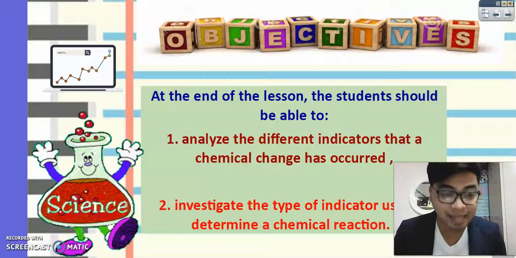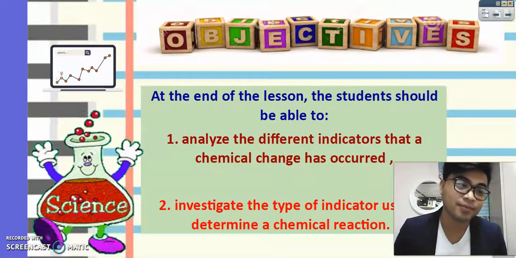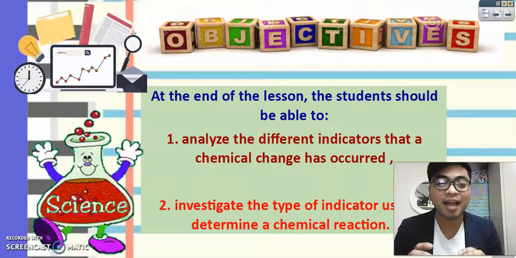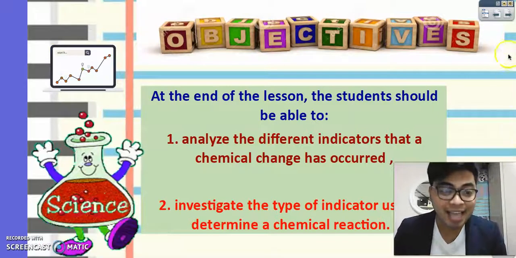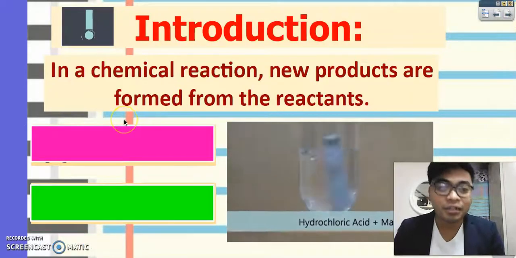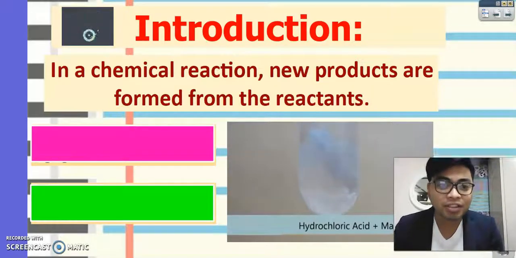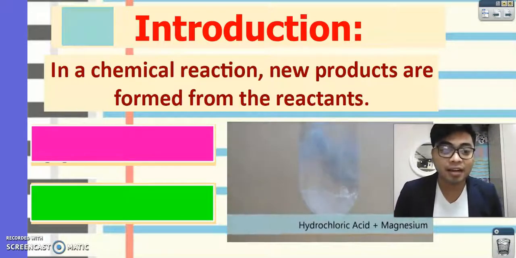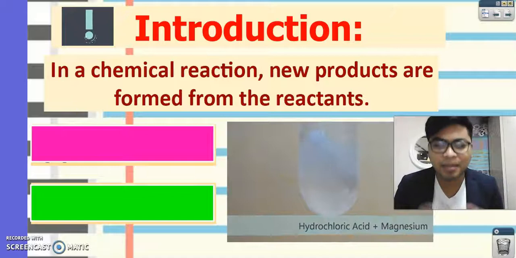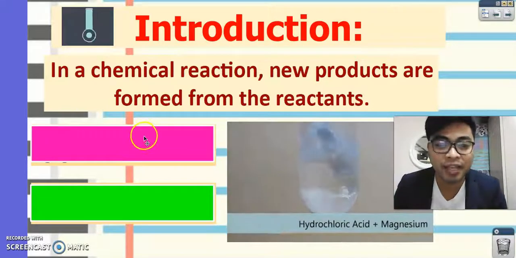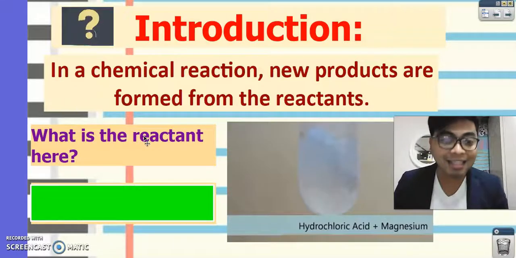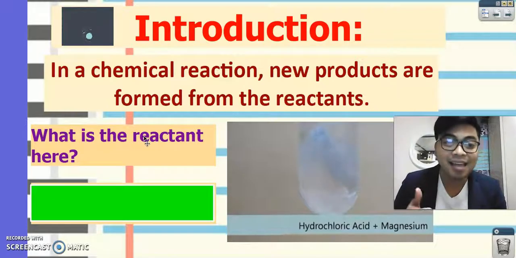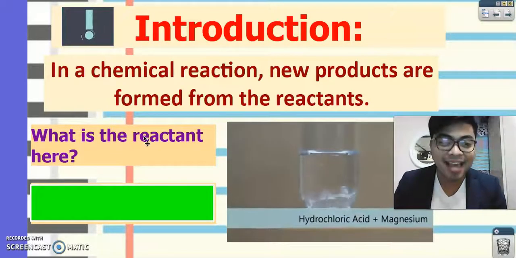So we are talking about here indicator. So what is an indicator? Very good. An indicator means that something will identify if a chemical reaction takes place. So, as an introduction, in a chemical reaction, there are new products which are formed. For every reactant that we have here, we have a very familiar chemical reaction that we have discussed previously. So, what are our reactants here? Clue, there are 2 reactants here. Exactly. These are the hydrochloric acid and magnesium.